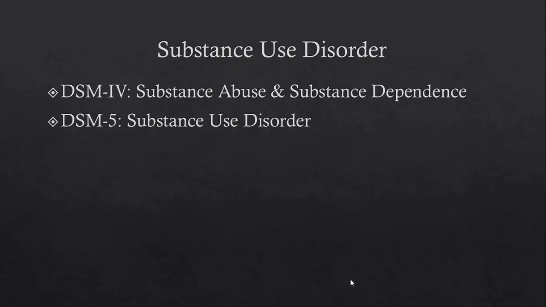The DSM-4 had 2 substance use disorders. The first one would be substance abuse, which was kind of a milder form of substance use disorder. Substance abuse basically said that someone had had some sort of a problem with drugs or alcohol, but that problem didn't rise to the level of an addiction or a dependence. And then, of course, substance dependence was a more serious category. Basically, substance dependence meant that a person had 3 or more symptoms of more serious involvement with drugs or alcohol.